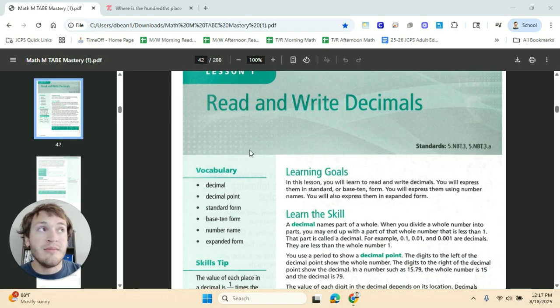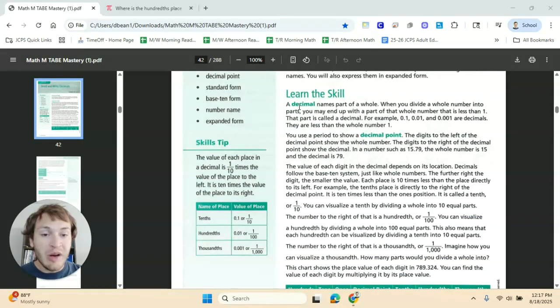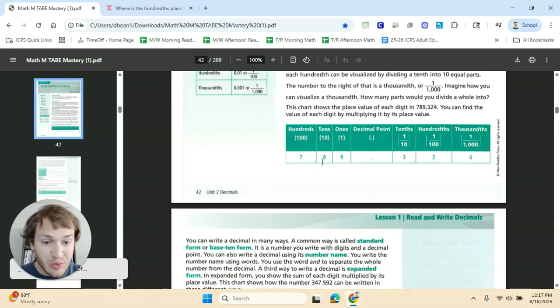Essentially, what we're talking about today is decimal place values. You probably already know this, but a decimal is the point in a number. So for example, if we have 789.324, that point is our decimal point.